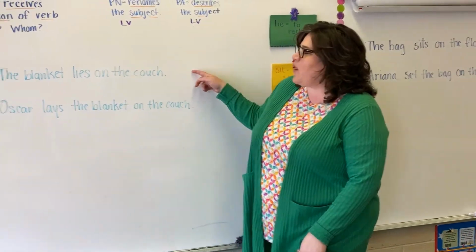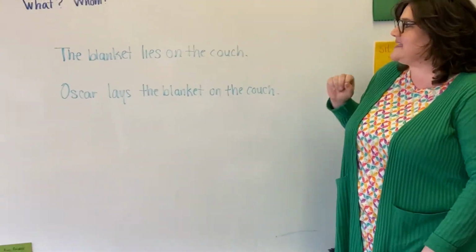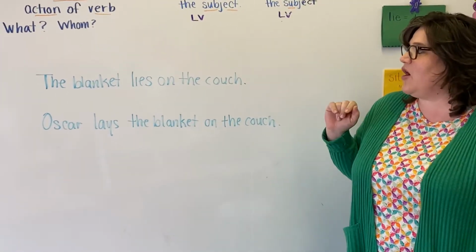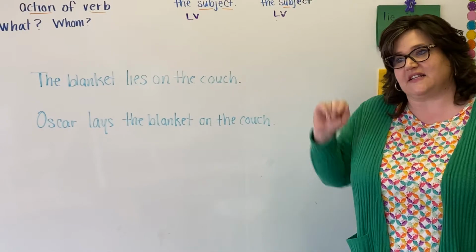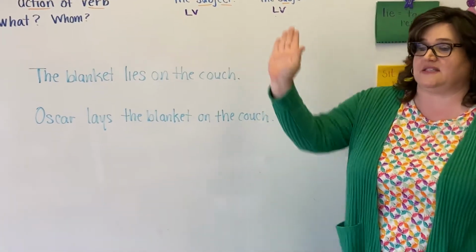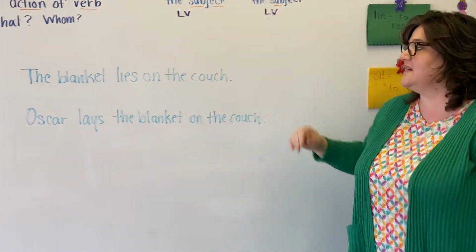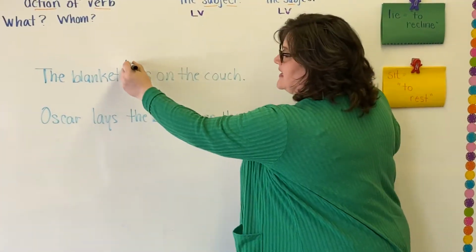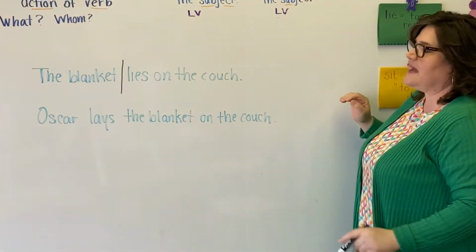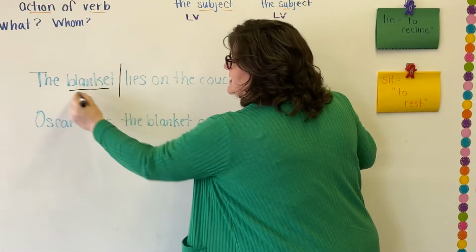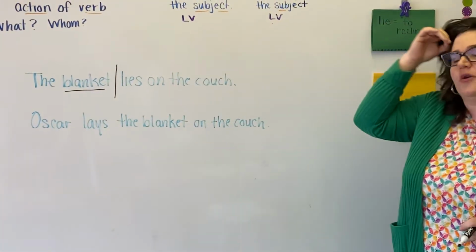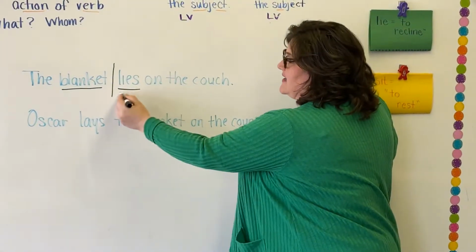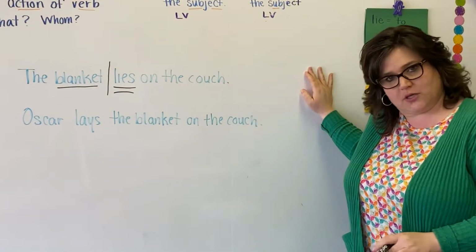Let's look at sentence 1. The blanket lies on the couch. So the very first thing I want you to do is tell me what is the subject in the sentence. So where do we divide the sentence between subject and predicate? So our division, of course, because I know you all know, goes right here. So our subject is blanket, and what is our verb? What does the blanket do? The blanket lies. Well done, fourth grade.